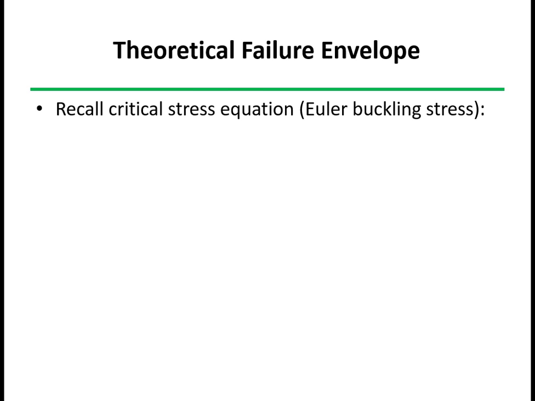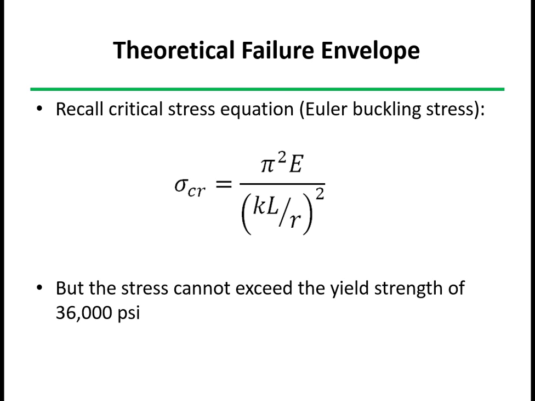Now, if we think about the theoretical failure envelope here, remember that we derived our critical stress equation, that is the Euler buckling load expressed as stress. And that quantity in the denominator, KL over r, we called the slenderness ratio. Now, this buckling stress could be very high if the column's short, but in that case, we know that the column's yield strength comes into play, so the stress cannot exceed the 36,000 psi yield strength.